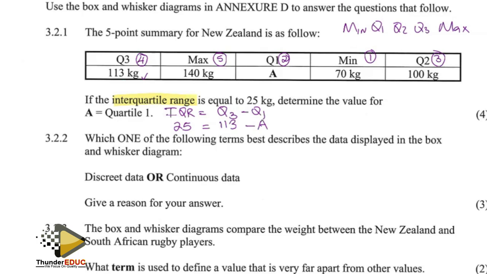So what we're going to do now, we continue. The A jumps over the equal sign. It goes where 25 is, and 25 comes inside. So A will become 113 minus 25. So the value of A became 88.